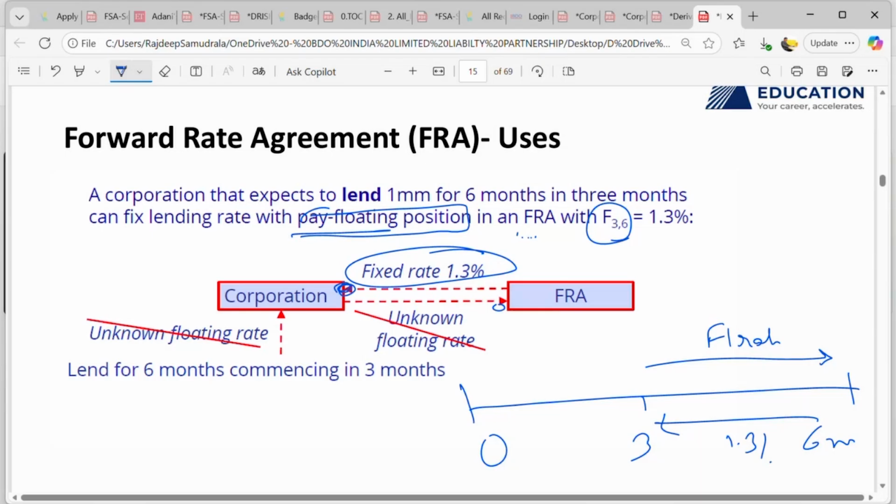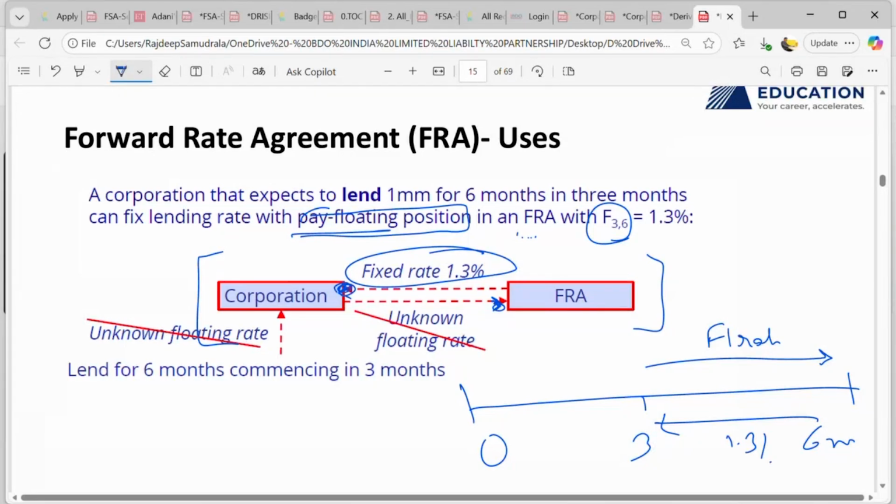Now you answer this question. Why would a company want to pay a floating rate and receive a fixed rate? Why did it enter into forward rate and say, भाई मैं floating दूंगा तू मुझे fixed दे? ऐसा कौन करेगा? What type of company with what exposure will enter into this forward contract? Think. It's a very intelligent question. Think carefully.